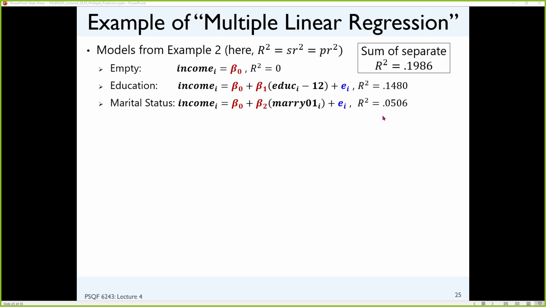So here's some examples from a data set that you're already familiar with. And I promise this is the last set of examples with this. We're going to get new data soon. So you're probably tired of talking about income.